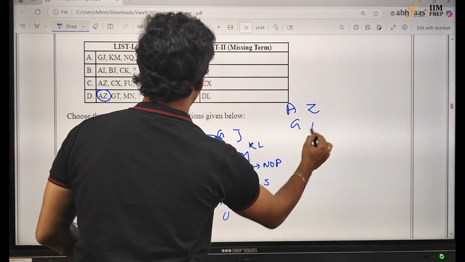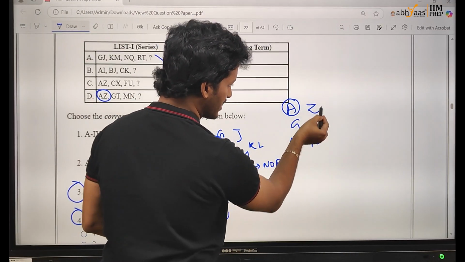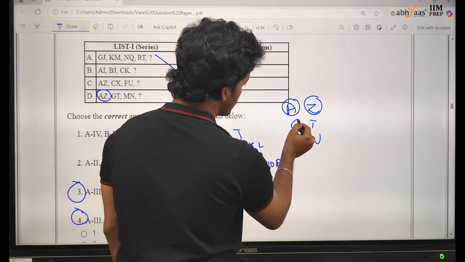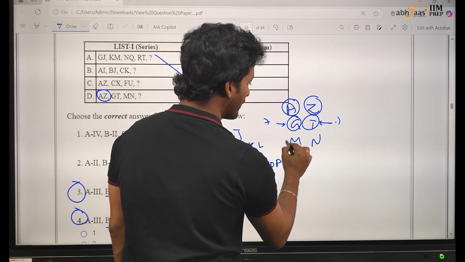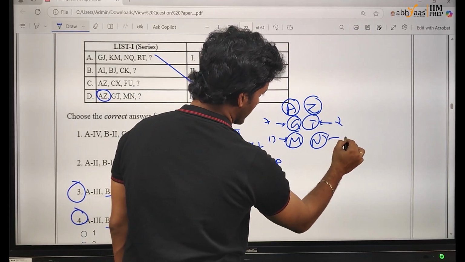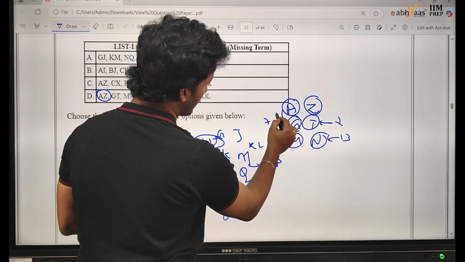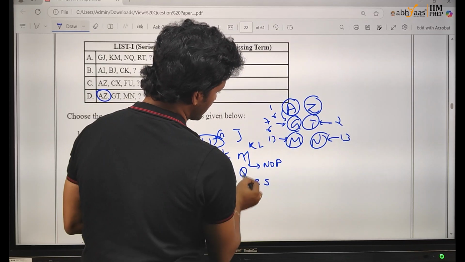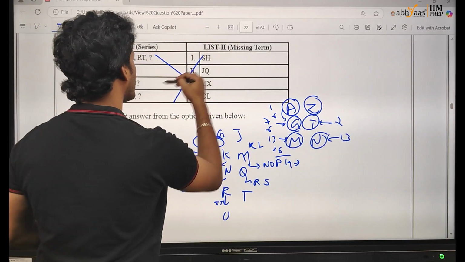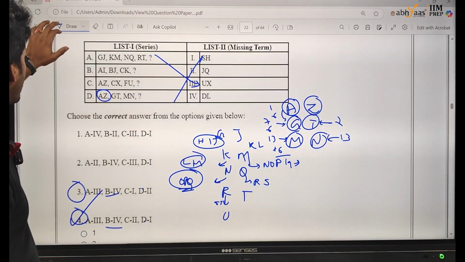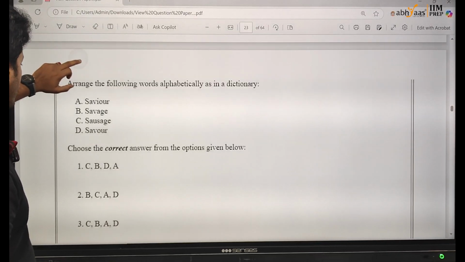AZ, GT, MN. If you see these things, A is first letter from the starting, Z is first letter from the last. Even G is rank 7 from the starting, T is rank 7 from the ending. M is 13 from the starting, N is 13 from the ending. So like that, which letter do I have to go with? It is A, 1 plus 6, it is 7. 7 plus 6, 13. 13 plus 6, it is 19. 19th letter is S. So the only option is 1. So yes, 4th option is right. Which is very easy.